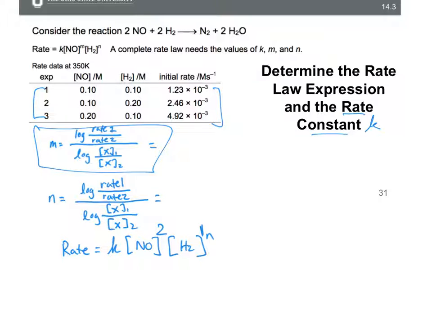Okay. So now you take the data from one experiment to find the overall rate, and so you just take data from one of the experiments. K equals initial rate over concentration of NO squared times the concentration of H2. Plug in concentrations from one of the experiments, and the rate from the same experiment, and solve for K. And you should get the same rate constant no matter what experiment you put in there.